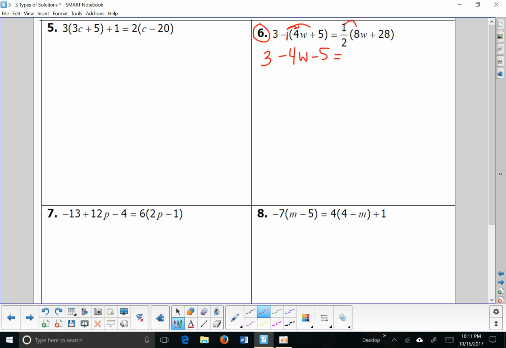And now I've got to multiply this fraction. Looks scary, but half of 8 is not that hard. Half of 8w is 4w's. And half of 28 is 14. Now I look to see if any of my sides are too long. And I see here that this side is too long. It has 3 terms. So I'm going to combine my like terms together here. 3 minus 5. That says 3, take away 5. So that gives me a negative 2.